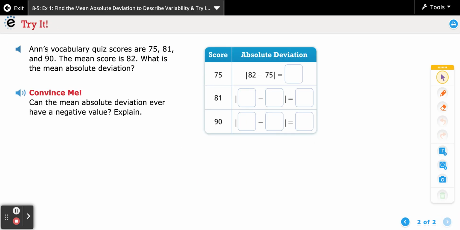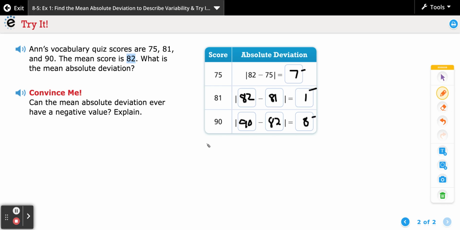Here's one to try. Anne's vocabulary quiz scores are 75, 81, and 90. The mean score is 82. What is the mean absolute deviation? Right, so first of all, they gave us the mean again, so we don't have to find that. But normally you would find that yourself. Add these three together, divide by 3, and you get 82. And then you find the distance each of these is from 82, the mean. So this one happens to be 7. And then we need to find the distance 82 is from 81. So we could do 82 minus 81, and we get 1. And then the distance between 90 and 82 is 8. So our absolute deviations are 7, 1, and 8.